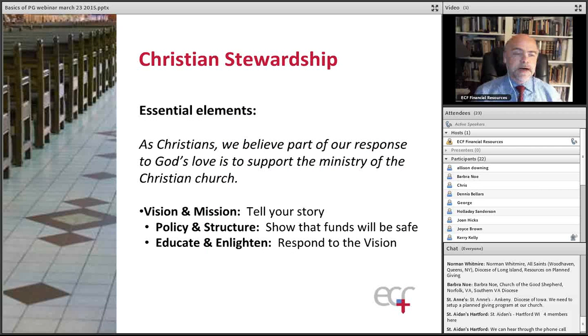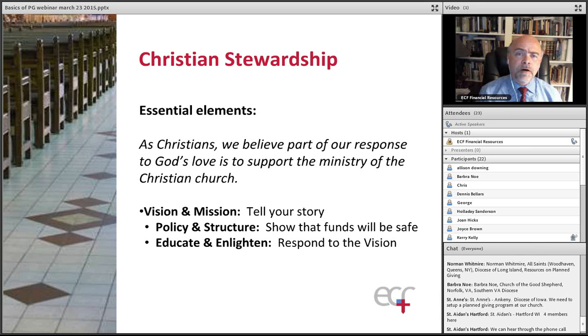So just to set context, when I talk about planned giving, I think it's vital that we set it within the context of your overall stewardship ministry that you're doing at your congregation or throughout your Episcopal entity. And tonight, even though 2 hours may seem like a long time, it will go fast, and we really don't have the time to get into depth of the rich theological understanding of Christian stewardship.